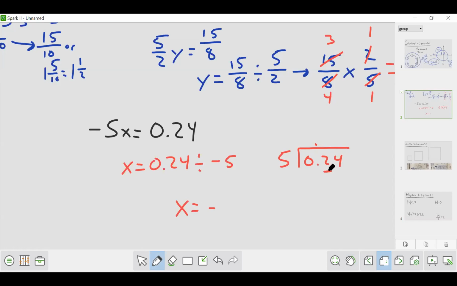5 will not go into 2, so I have to put a 0 placeholder there. 5 will go into 24 4 times. 4 times 5 is 20. I subtract to get a 4, add a 0 and bring it down. 5 will go into 40 exactly 8 times. All right? And so x is a negative 0.048. That's all that's new for you guys. Do you have any questions?